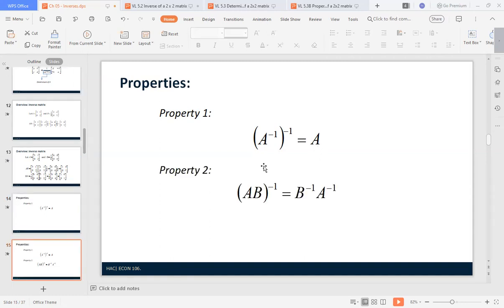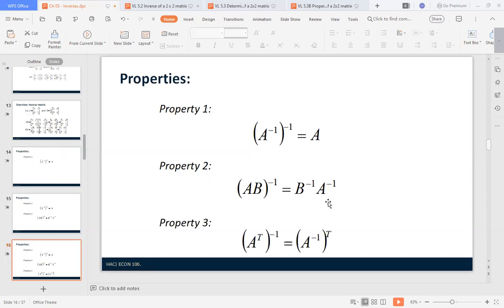Property number 2. The second property states that the inverse of the product is the product of the inverses in reverse order. Again, the inverse of the product is the product of the inverses in reverse order. Property number 3, the inverse of the transpose is the transpose of the inverse. Again, the inverse of the transpose is the transpose of the inverse.